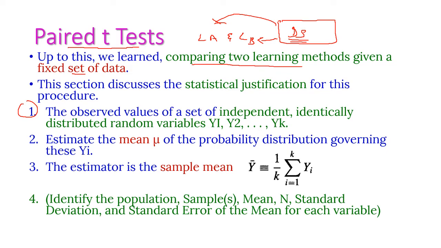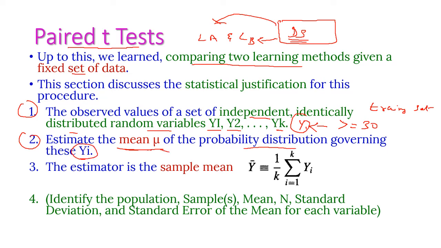First, observe the value of a set of independent, identically distributed random variables, y1, y2, etc. up to yk. This y contains a set of examples and the value should be greater than or equal to 30. This is exactly the same as the training set. And next, we need to estimate the mean mu of the probability distribution governing these y.